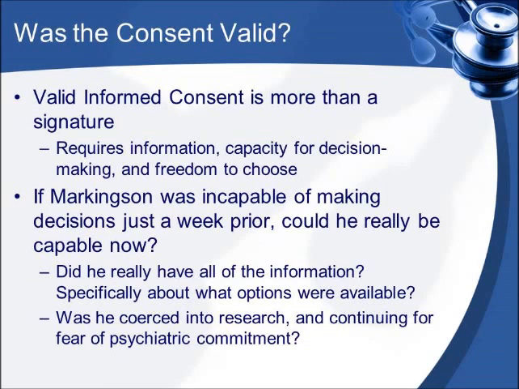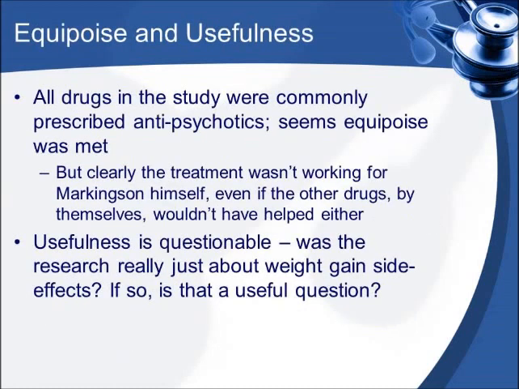I'm not saying, however, that these are reasons to think that his consent for sure wasn't valid. This is a very difficult issue and one that you will have to argue for from your own perspective given the information that we have. But let's look at the final two parts of Passamani's three features of a proper study. So we just talked about informed consent. I think we have questions there, but it's not totally guaranteed either direction. So let's look at equipoise and usefulness.